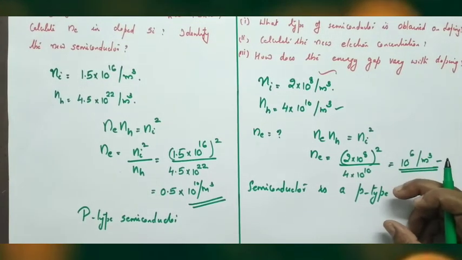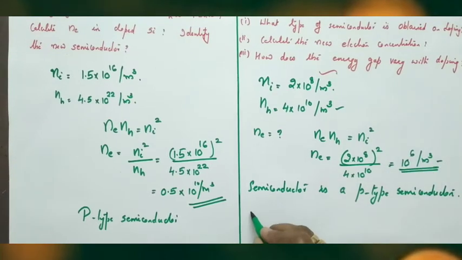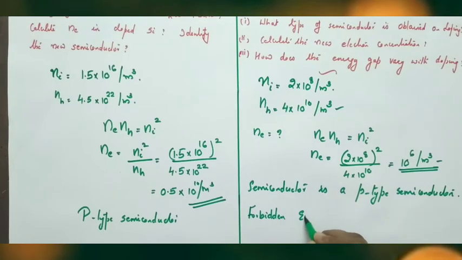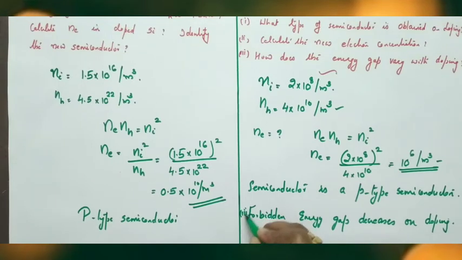So, what happens to forbidden energy gap? Forbidden energy gap decreases, right? Forbidden energy gap decreases on doping. So, forbidden energy gap decreases on doping. Clear, children?